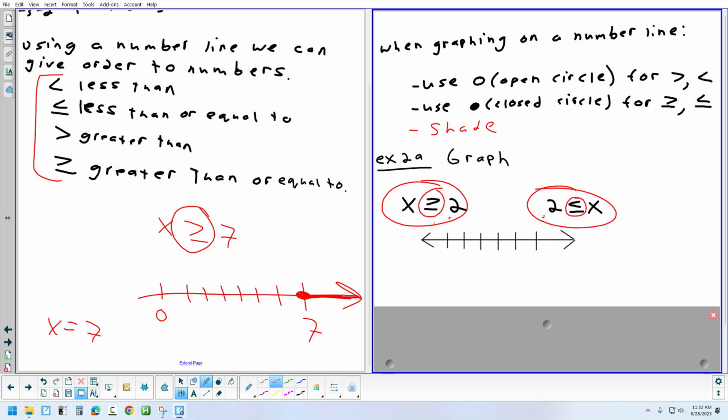So what kind of circle would we need on 2 in this case? Yep. Closed. We need a closed circle. And we're shading everything that's 2 or higher. Okay, and that's pointing to the right in this example. So we shade to the right.